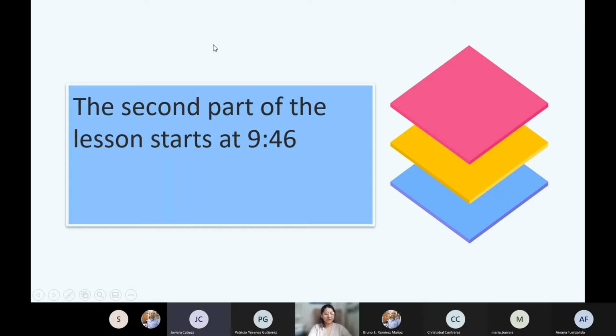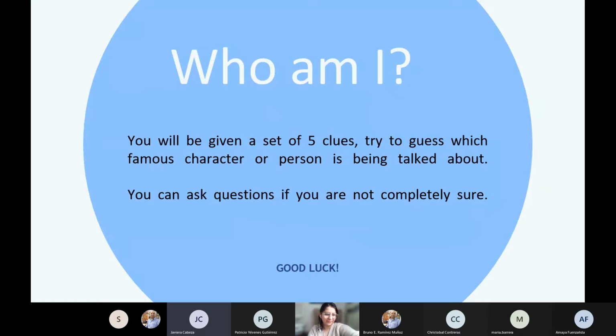So for this second part of the lesson, as I already mentioned, we are going to continue working with linking and intrusion, but first we are going to play a game. And this game is called Who I Am. In this game, you will be given a set of 5 clues and you will have to try to guess which famous character or person is being talked about. You can ask more questions if you are not sure about who the character or the famous person may be.